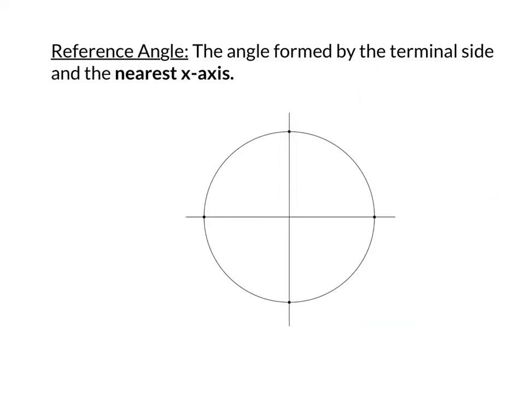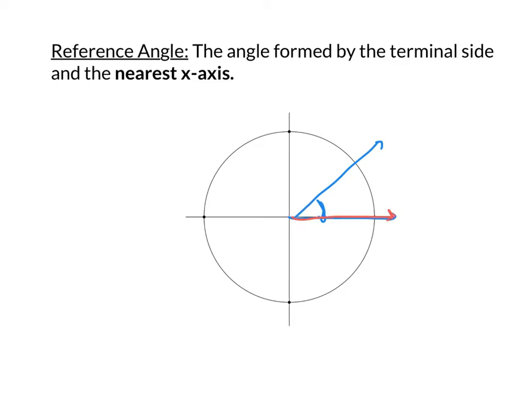But the big idea I want to talk about is the reference angle. A reference angle is the angle formed by the terminal side and the nearest x-axis. When we're dealing with any acute angle, any angle that's in the first quadrant, its reference angle is whatever the angle is, because that's the angle that it makes with the nearest x-axis. However, as soon as we get out of the first quadrant, things can become a little bit trickier.